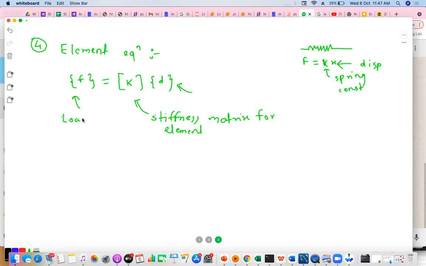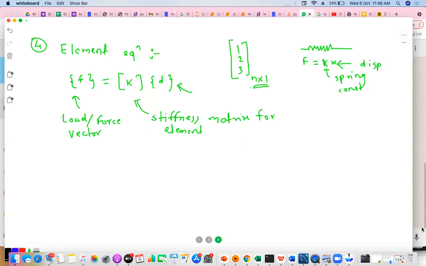Why am I calling it a vector? Because this matrix, like 1, 2, 3, is n by 1. I can call it a matrix as well, but as it has only one column, I can call it a vector as well. So load or force vector. Now this is for the element.